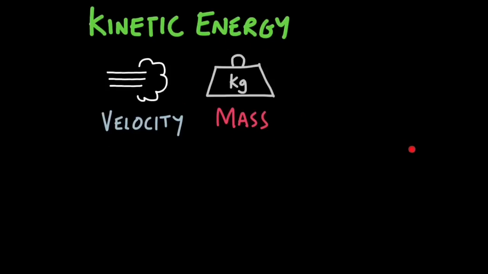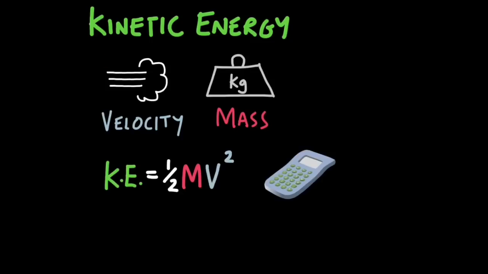So if you're moving very quickly, you're going to have a lot of kinetic energy. But if you are a larger object and you're moving as quickly, you're going to have even more kinetic energy because you have more atoms that are moving that quickly, and each atom is a store of kinetic energy. Kinetic energy has the formula half mv squared, where m is mass and v is velocity. Just like momentum, which also takes velocity and mass into account, so does kinetic energy.